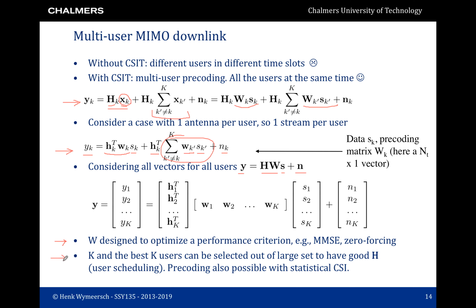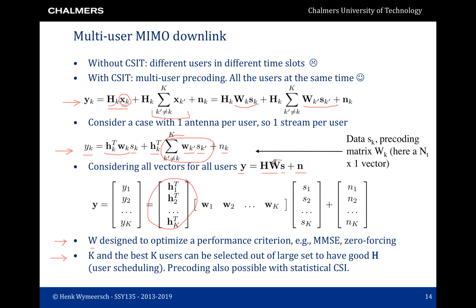The number of users that we will transmit to can change over time, and the best K users can be selected, possibly out of a large set of users, in order to have a good effective channel. So suppose we have 100 users available, we will choose maybe the best 10 to send to, so that we can design a good precoding matrix. The selection of the best users is called user scheduling. There is also a version of precoding that does not rely on instantaneous channel state information, but rather statistical channel state information, for instance, the covariance matrix of the channel.